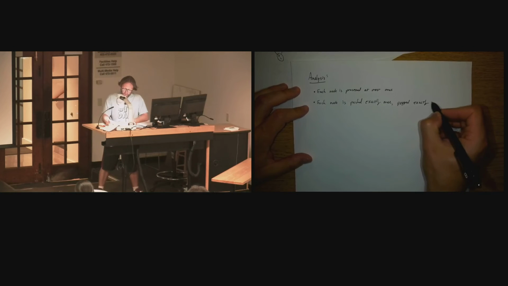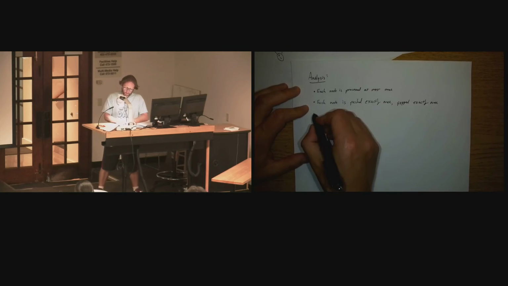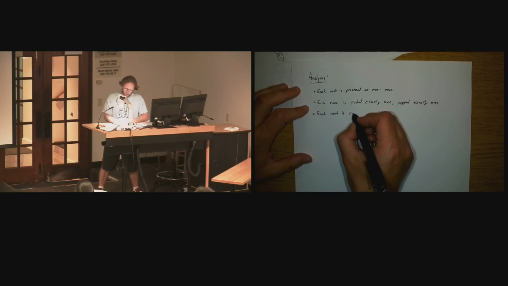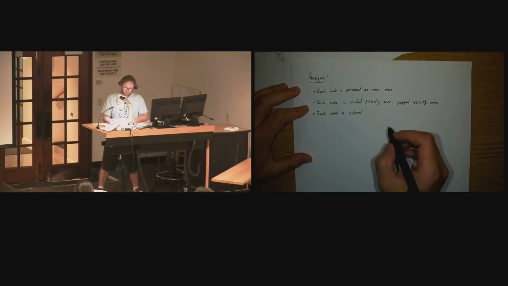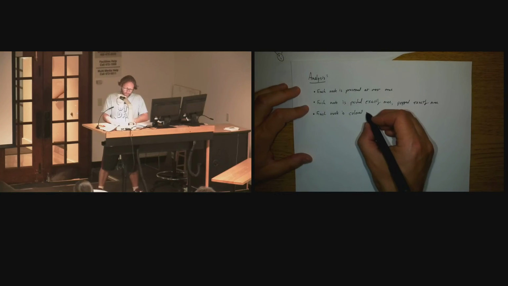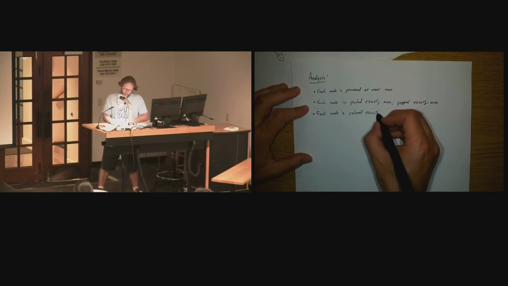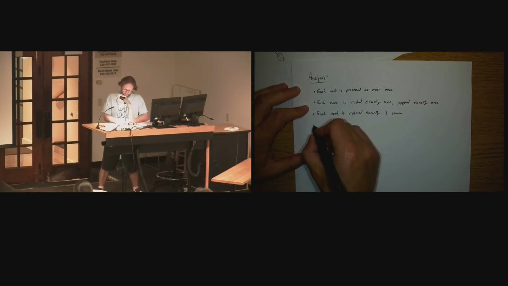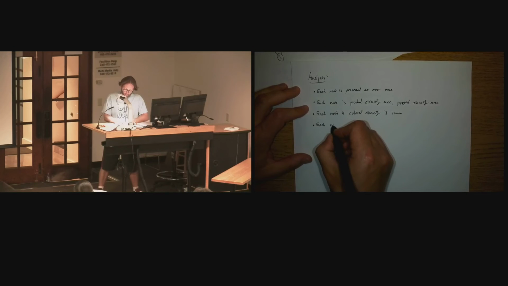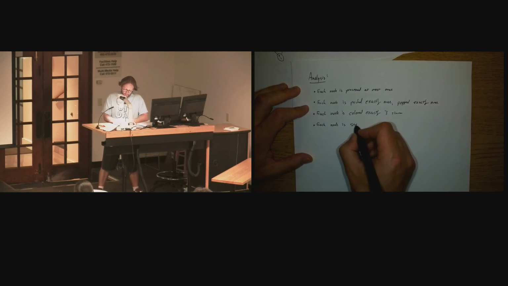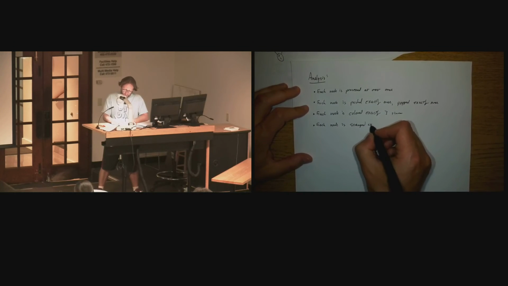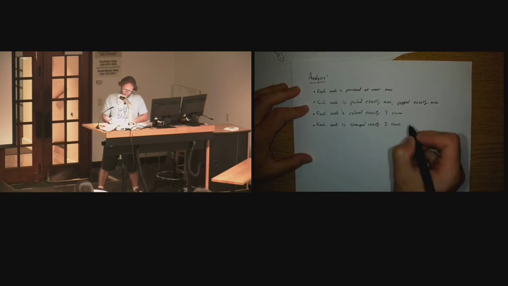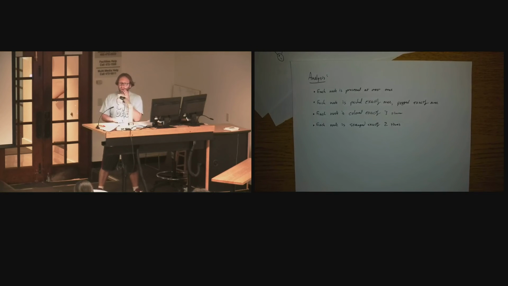Exactly once. Right? Each node is colored. Well, I guess if you count the initialization, exactly 3 times. It goes from white to gray to black. Right? Each node is stamped exactly twice. 2 times. Right? What does all of this suggest?